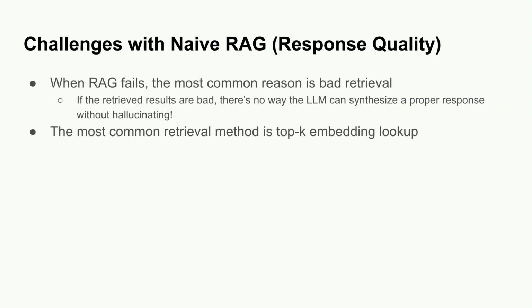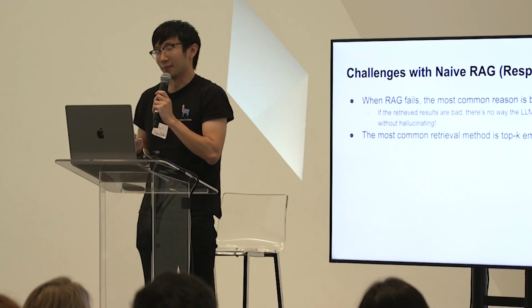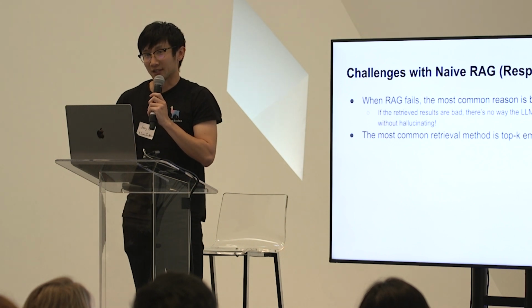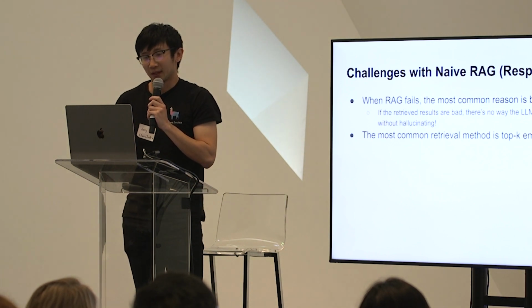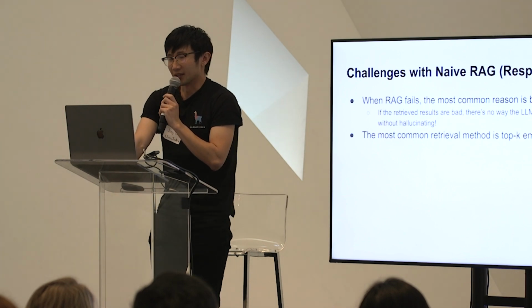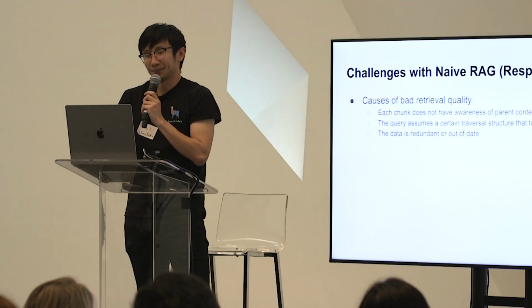Okay, if you've ever built this type of system before, you know that a lot of times it doesn't give you the best response. When retrieval augmented generation fails, the most common reason is that the retrieval system is bad. If the retrieved results are bad, even if you have GPT-20, there's no way the LLM can synthesize a proper response without hallucinating some information, because it doesn't know anything about the retrieved data, because your retrieval system didn't give back the right data. The most common retrieval method these days is top K embedding lookup.